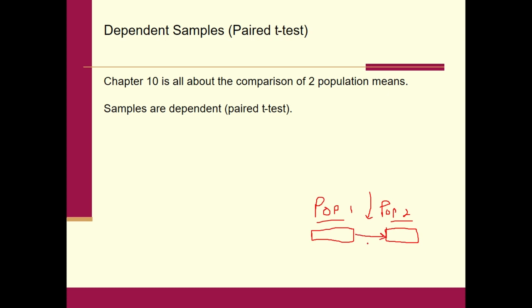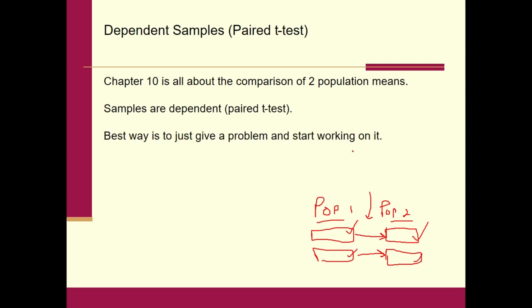Okay, and you want to compare. So what is this person's result going to be compared to? Well, basically themselves, right? It's just before, after, before, and then after. Okay, and so you have this natural pairing going on, and this result can only be compared to this result over here. That's what's going on in section 10.4. To me the best way to do this is just start working on a problem, and you'll see why.